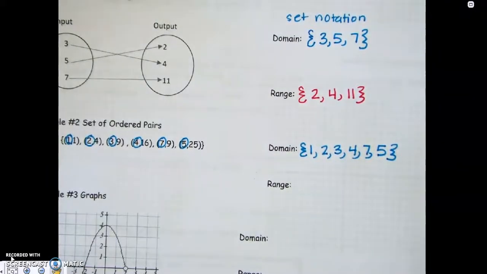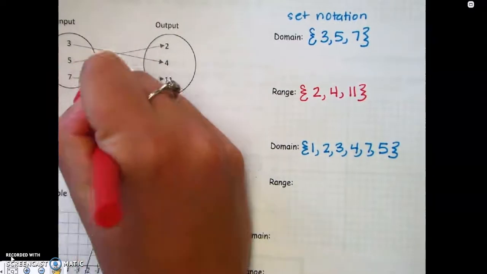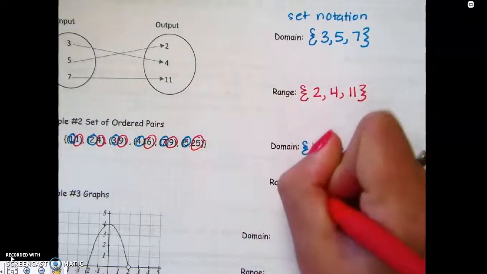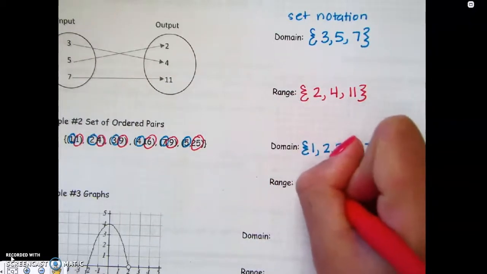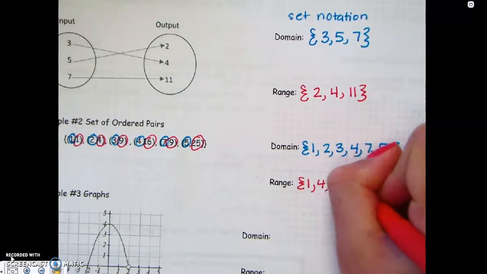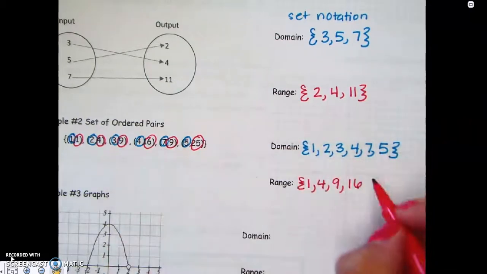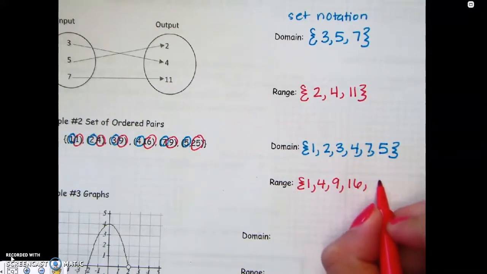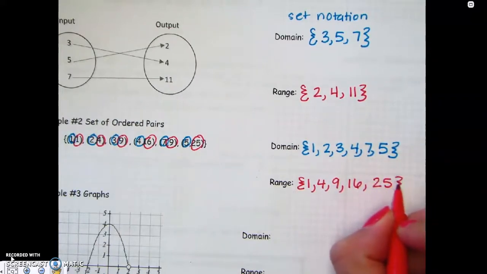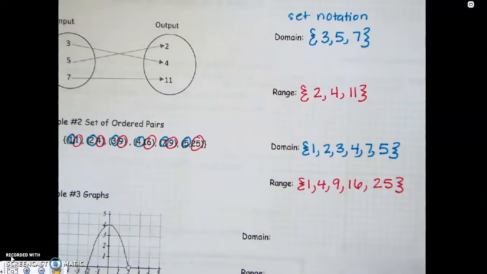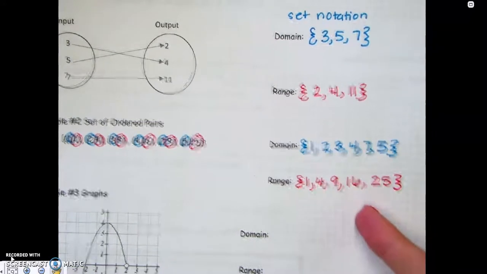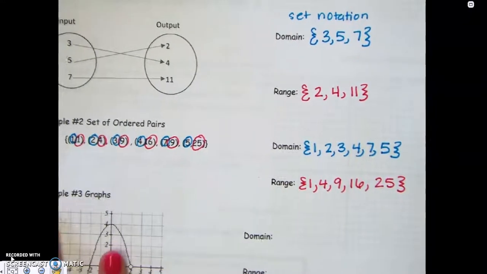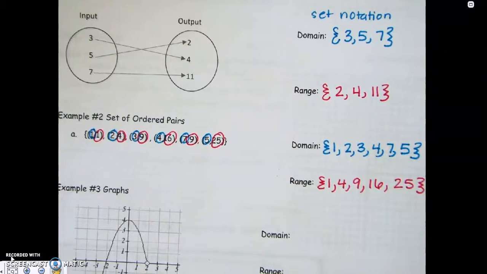And then my range is going to be all the y values. So that would be 1, 4, 9, 16. There's another 9 there, but I don't need to put it again because I already have 9 there. And then 25. So if a domain or a range value is listed twice, you only need to put it once in the set. Okay, so those are 2 pretty basic examples.